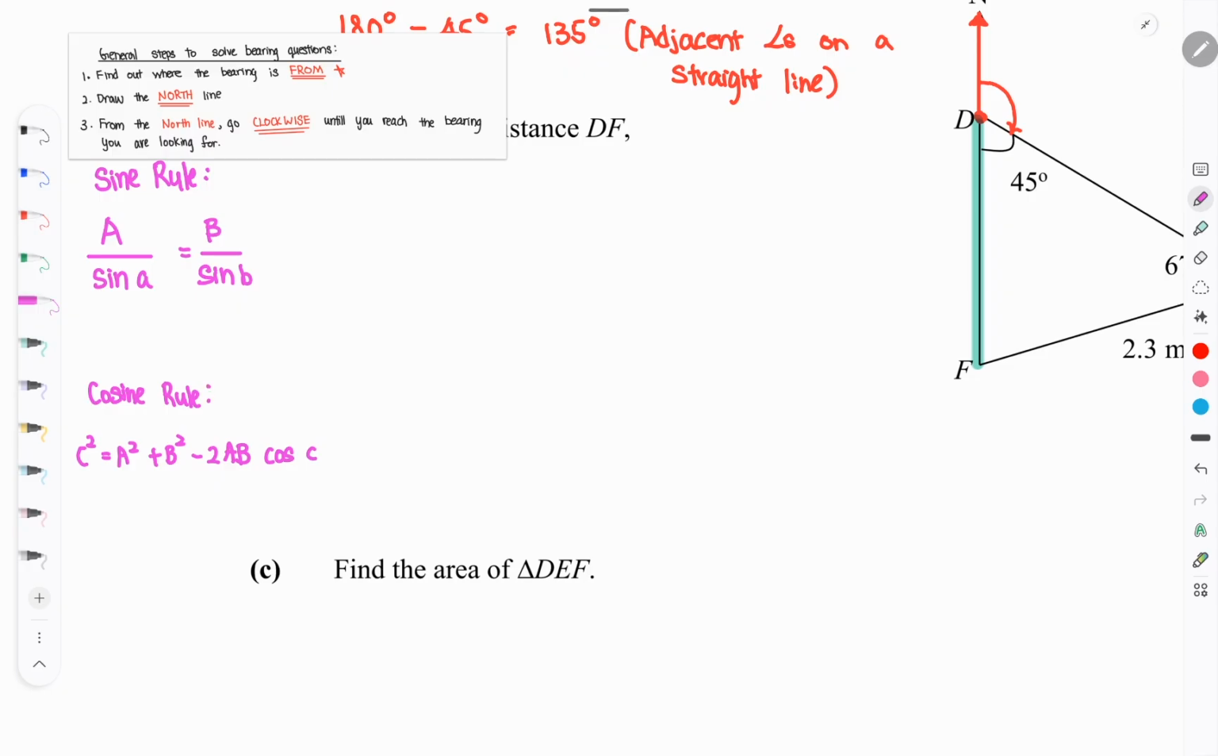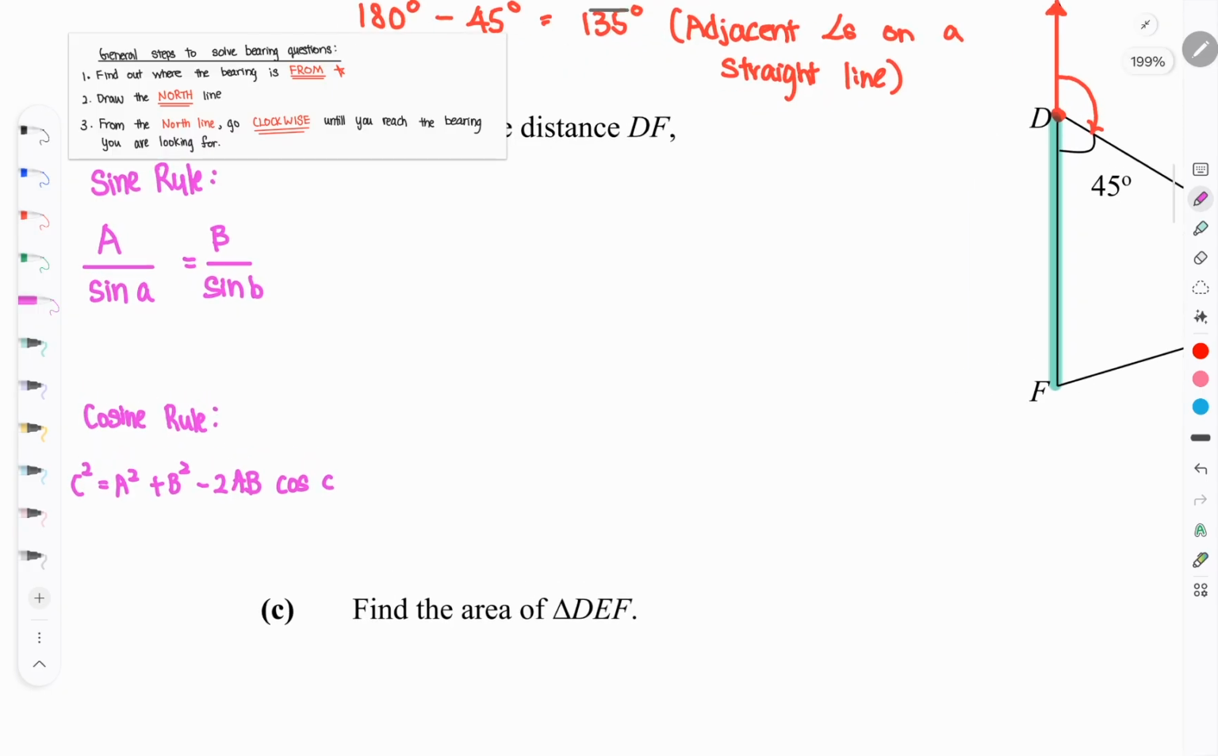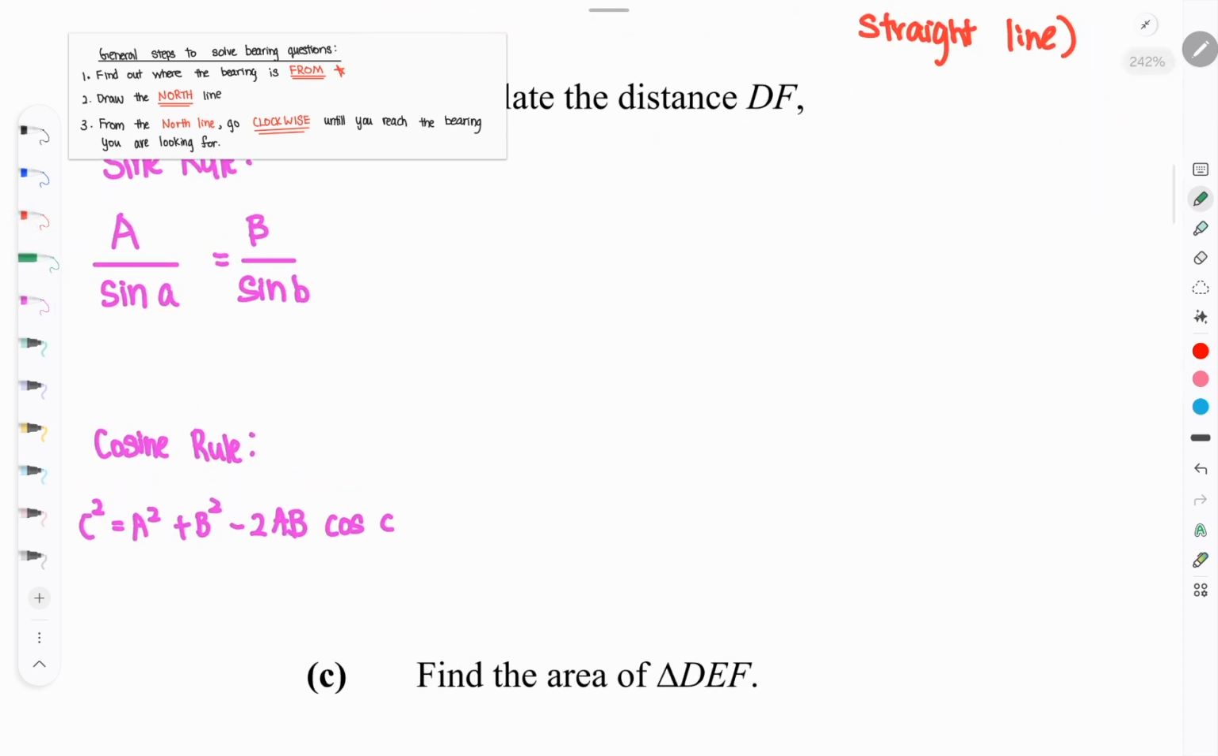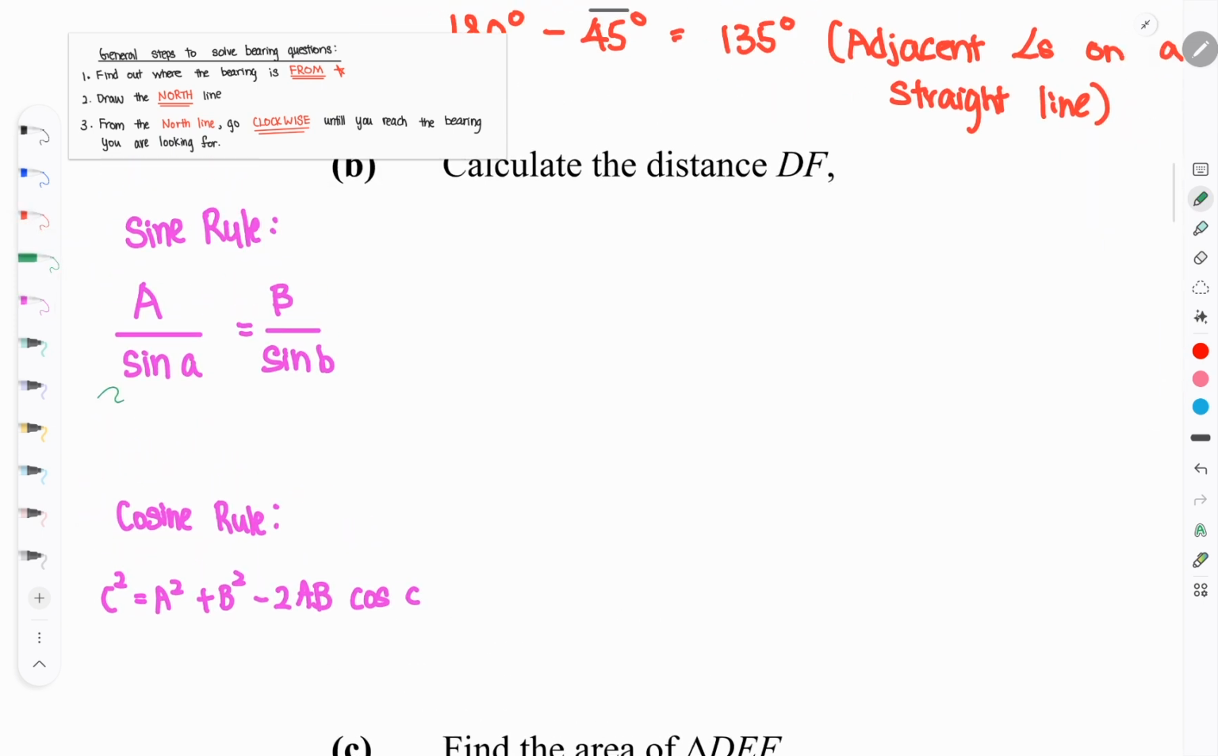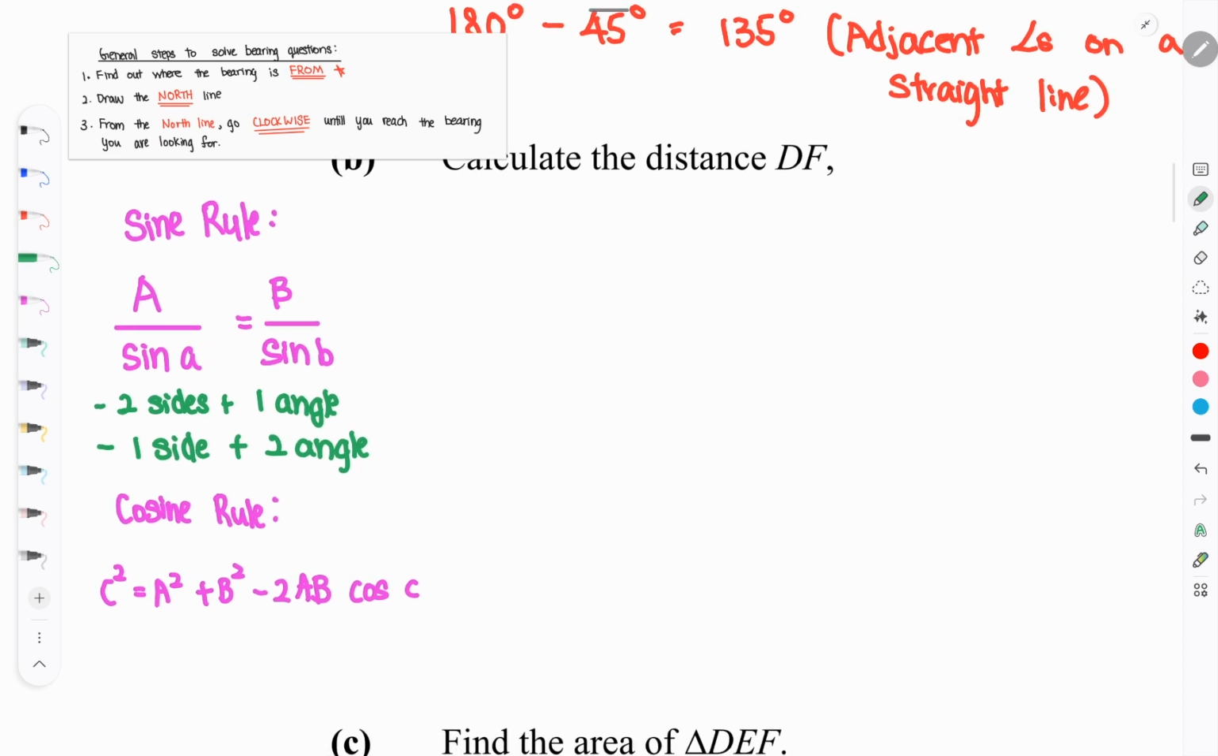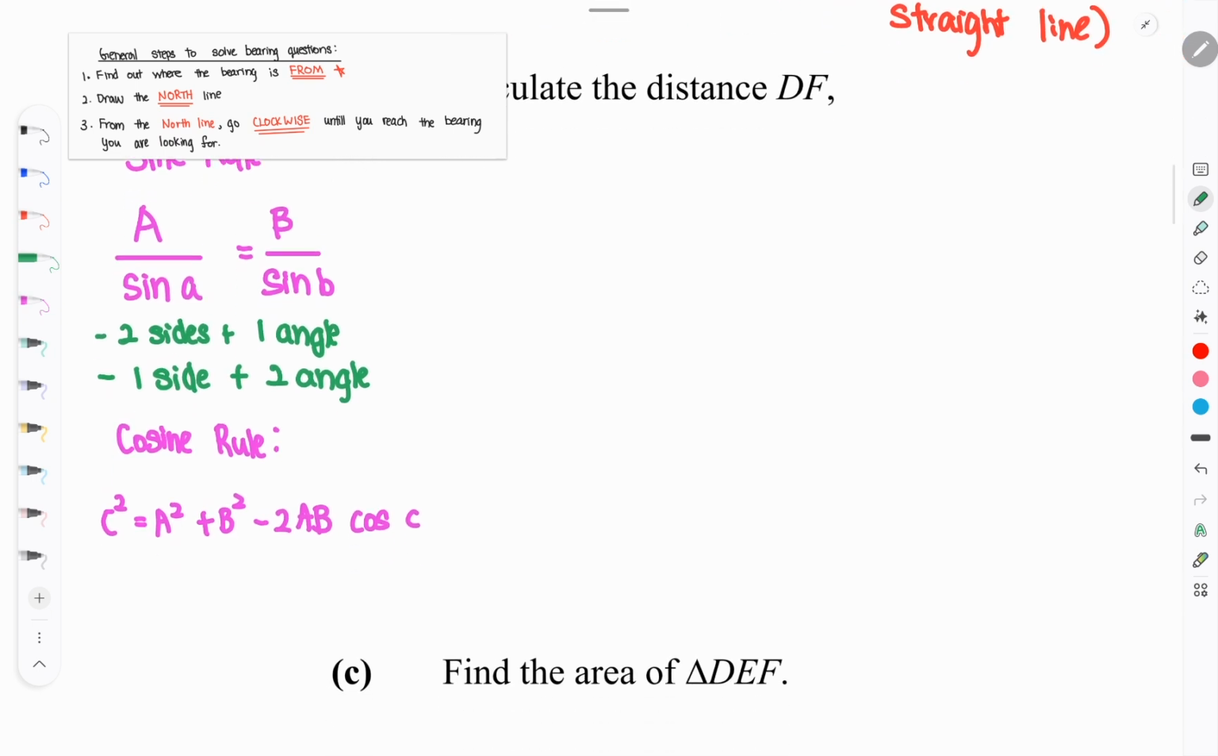So how do I know which rule to use? When we look at the formula, I see that for me to use sine rule, I need to either have two sides plus one angle, or I need to know one side plus two angles. Only when I have either one of these conditions, then I can use sine rule, because I can only find one of the four unknowns.